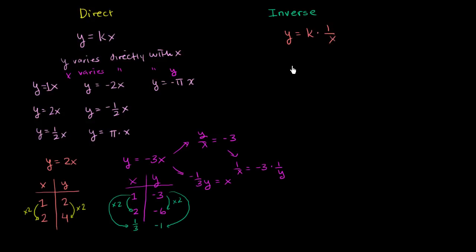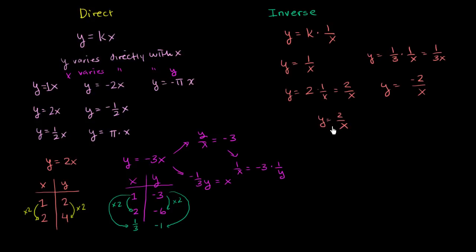So let me draw you a bunch of examples. It could be y is equal to 1 over x. It could be y is equal to 2 times 1 over x, which is clearly the same thing as 2 over x. It could be y is equal to 1/3 times 1 over x, which is the same thing as 1 over 3x. It could be y is equal to -2 over x. And let's explore inverse variation the same way that we explored the direct variation. So let's pick, I don't know, y is equal to 2 over x.